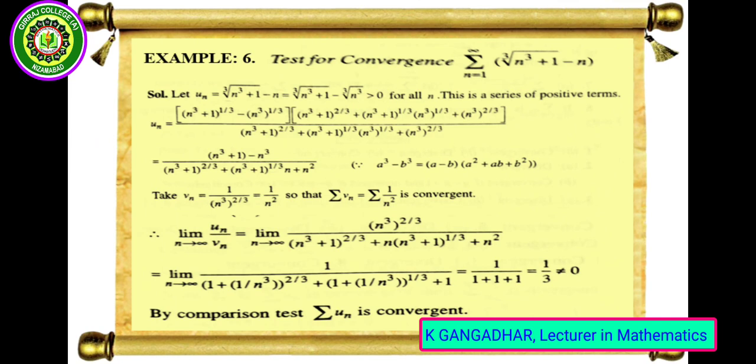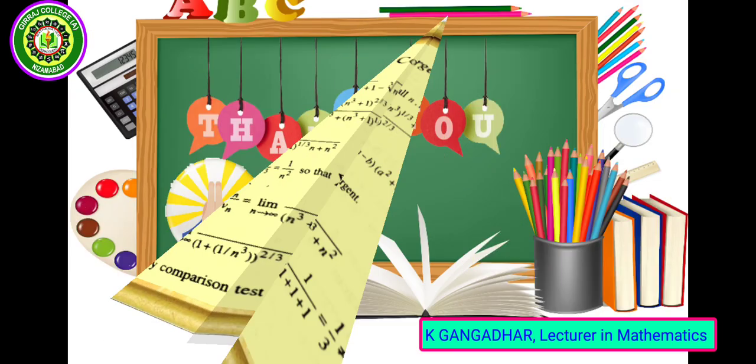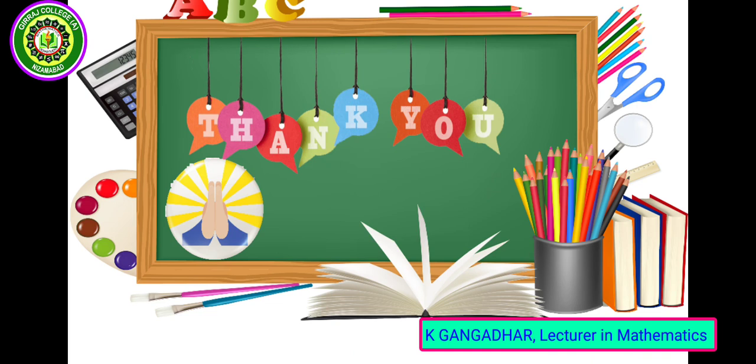Now for Vn value, n cube whole power 2 by 3 is common here. So we get 1 by n square. Vn value we choose 1 by n square. So 1 by n square is convergent by p-test. Next we find the limit value Un by Vn. That value we get 1 by 3. So by comparison test sigma Un is convergent. So thank you.